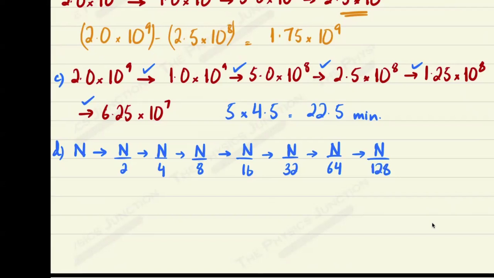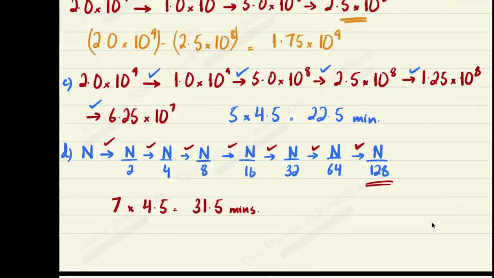So now what you can do is you can count the number of arrows. So 1, 2, 3, 4, 5, 6 and 7. You have 7 half-lives, each of which is 4.5 minutes. So multiplying these, this time turns out to be 31.5 minutes, after which the number of nuclei would become 1 over 128 of the initial value.